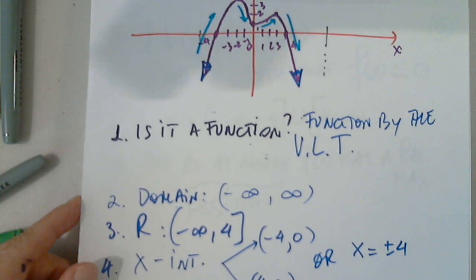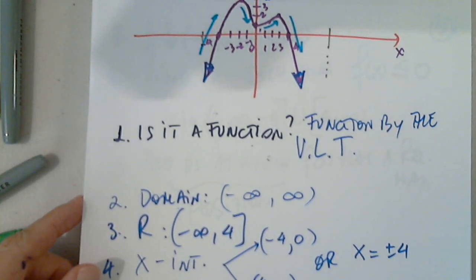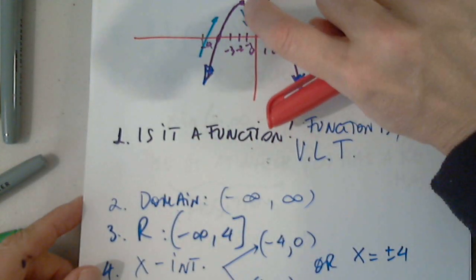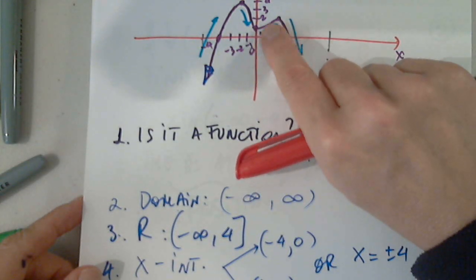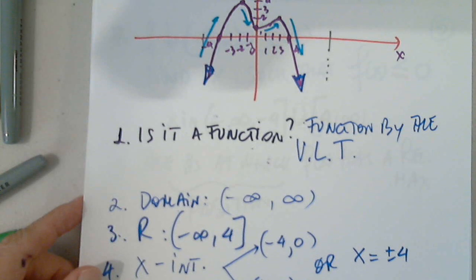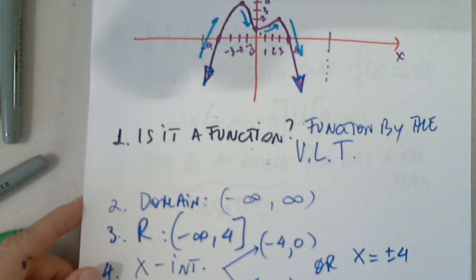Yes. How many? 2. Up, down. So this must be a relative max. Up, down. This must be a relative max. Where are they positioned? Negative 1, 4, and then 3, 2.